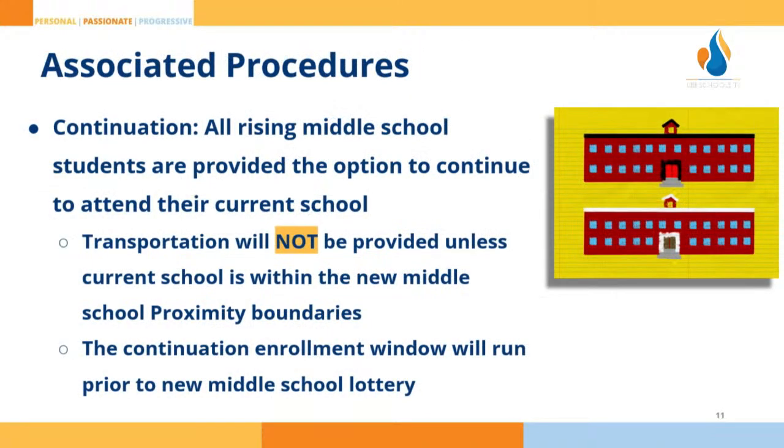Displaced students residing outside their current school's proximity zone will have the option to continue to attend their current school, but district transportation will not be provided. This mirrors the strategy employed with elementary schools last year, where the new zones were promptly activated for transportation. To facilitate this process, there will be a continuation enrollment window preceding the new middle school lottery. During this period, families can choose to stay out of zone, thereby waiving transportation, or opt to enter the new middle school proximity zone.